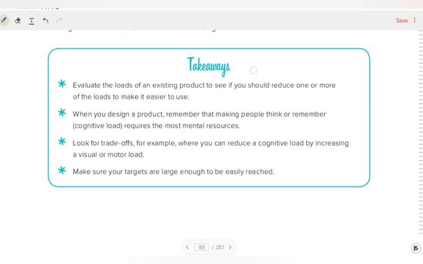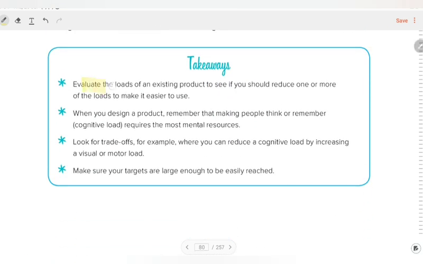Key takeaways. Evaluate the loads of an existing product to see if you should reduce one or more of the loads to make it easier to use. When you design a product, remember that making people think or remember, cognitive load, requires the most mental resources. Look for trade-offs, for example, where you can reduce cognitive load by increasing a visual or motor load. Make sure your targets are large enough to be easily reached.